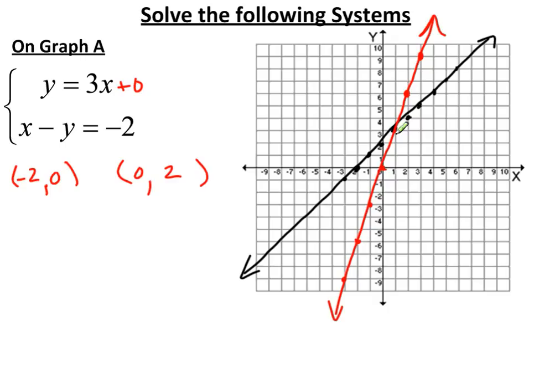If you notice, right here is where my graphs intersect. And it's not enough just to see that. You actually have to tell me the point, which would be (1, 3). If I were to check and substitute (1, 3) into the top equation and into the bottom equation, I would get two true statements.